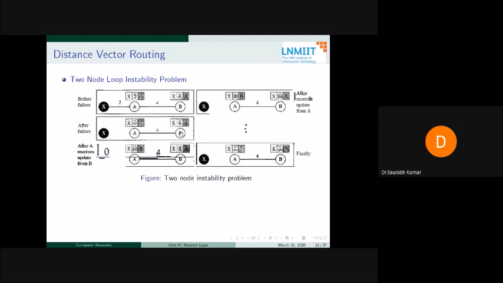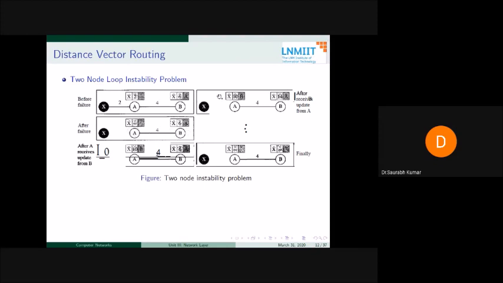Similarly, B assumes that, because A has accepted and updated its routing table, A now assumes that to reach X, B is the intermediate router, and B assumes that to reach X, A is the intermediate router. So every time they share the routing table, this 4 will be added to their routing table cost column, and the packet will only loop in these two nodes.